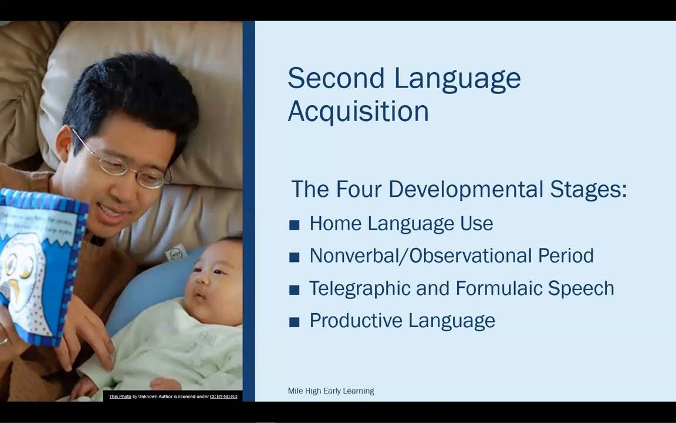The third stage is telegraphic and formulaic speech. The child will start to use language with a focus on results, not necessarily caring about the meaning of things. The last stage is productive language, where children will start to use and experiment with language that they have been practicing and mastering. Again, it's really important that you recognize which of the four developmental stages of second language acquisition a child is in, and that you work to support them.